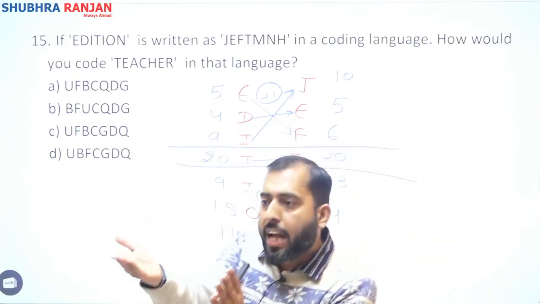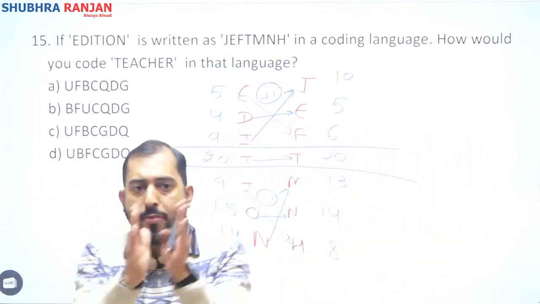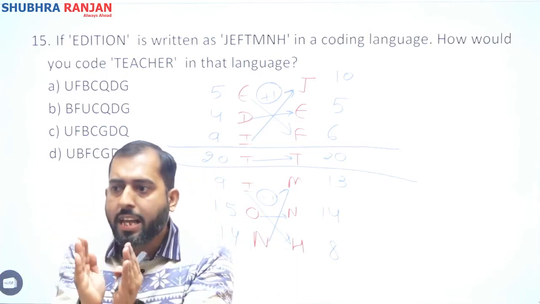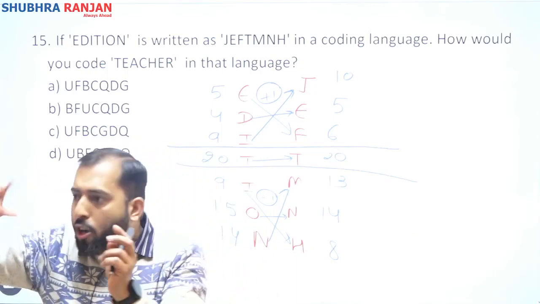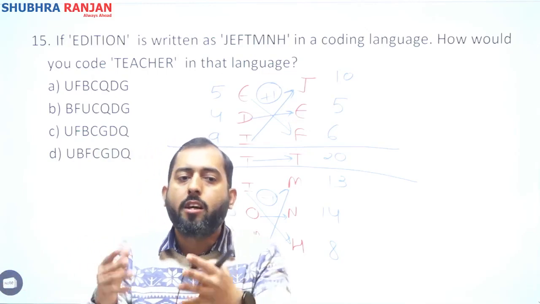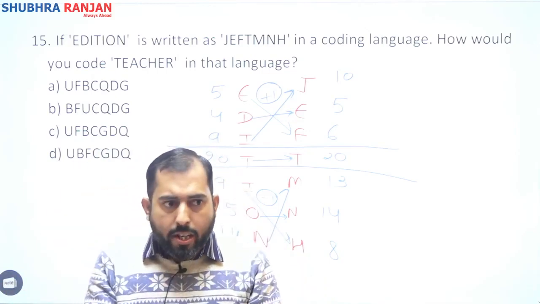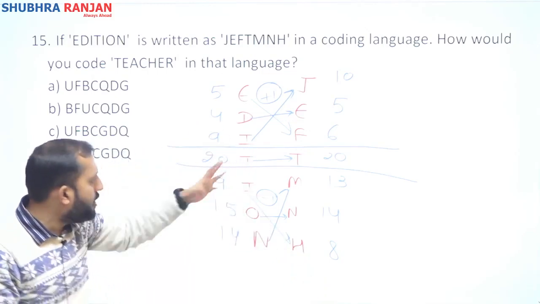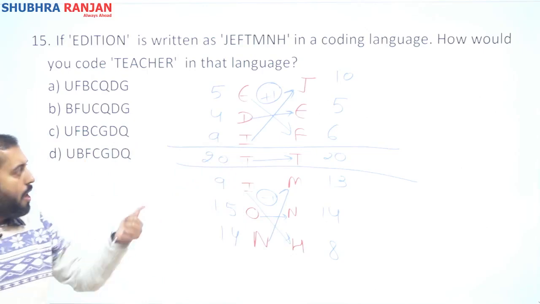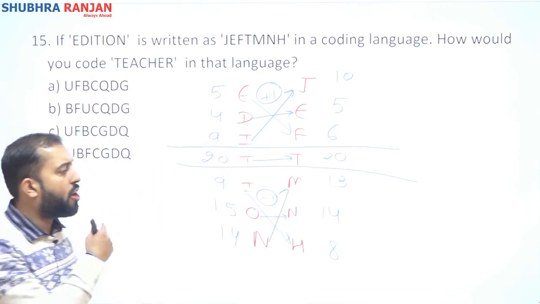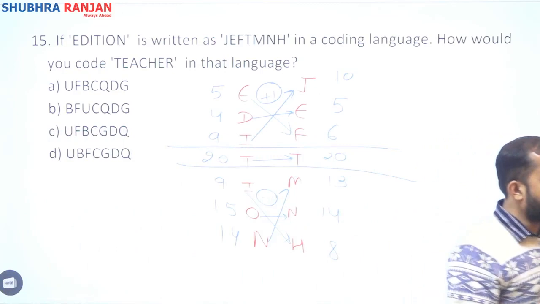Whether you talk about type 1 or you talk about type 3. First variation, 1 to 1 relation. Second variation, interchanging of 2 to 2 letters. Third variation is whole of the letter has been inverted, and the fourth one is division into 2 halves. If you apply this pattern, what are you going to get? What is your answer for this question?